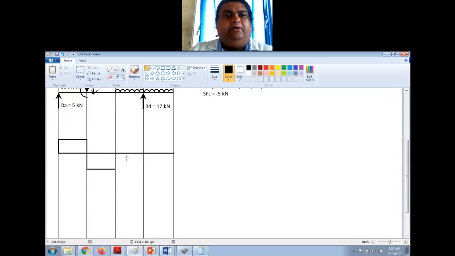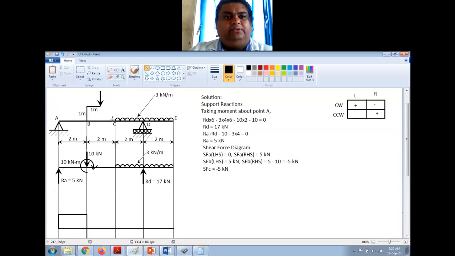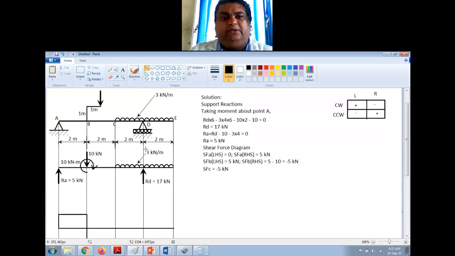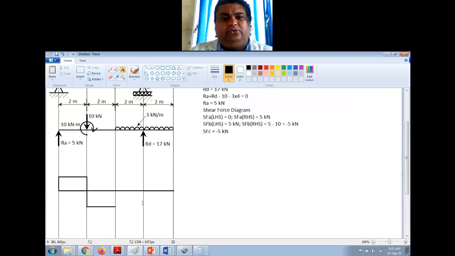Okay. Now from C to D there is a UDL, right? Because I have another point first. If I didn't have this reaction, I could have considered the entire UDL. But now since I have a reaction here, the shape will be different. So from C to D, I have a UDL of 3 kilonewton per meter. So let me first find the shear force at point D.